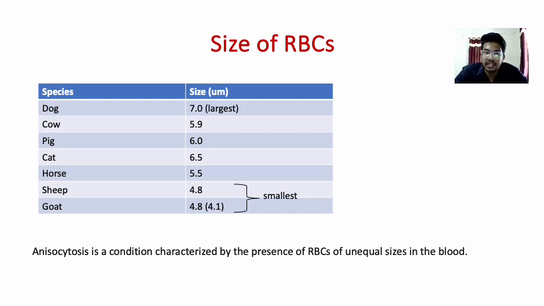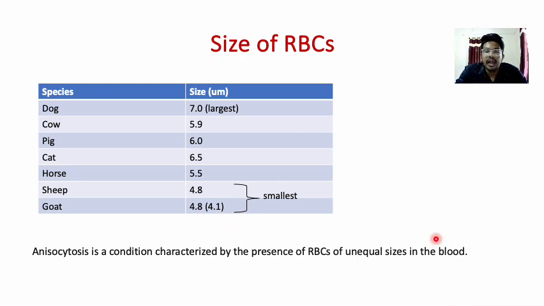This is the size of RBC. We can see that dog is the species with the largest size of RBC, while goat is the species having the smallest size of RBC. These are two data that I have collected from Dukes Physiology itself, but the tabular form is showing 4.1 and the text is showing 4.8. But still, if somebody asks you in an exam which species is having the smallest RBC, you can come up with goat and sheep. If specifically goat and sheep are given as two different options, I always suggest to go with goat because many textbooks say goat is having the smallest size of RBCs, but both are given as true.